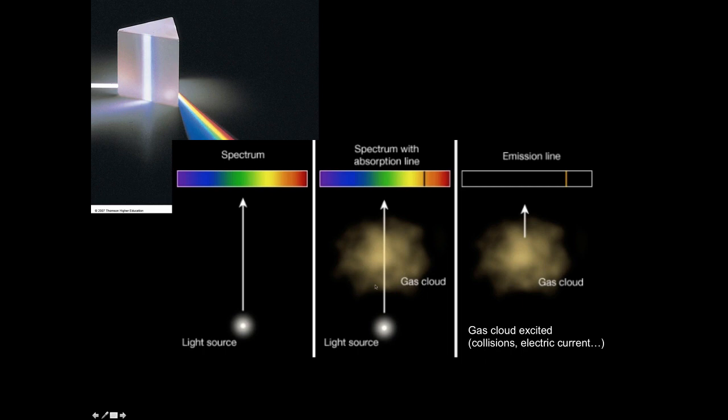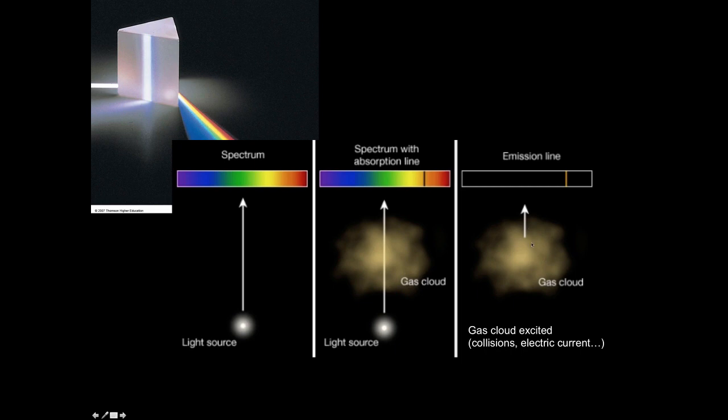The second possibility: if you have some gas in between the light source and you, then the atoms and ions in the gas will absorb light at very specific wavelengths. When you take the spectrum, you will see the continuous spectrum, but you'll have certain wavelengths that are dimmer than they should be, because they've been absorbed. Alternatively, if you have a gas of atoms or ions that have been excited somehow by collisions or by electric current, then when the electrons jump back down, they will release light at very specific wavelengths.